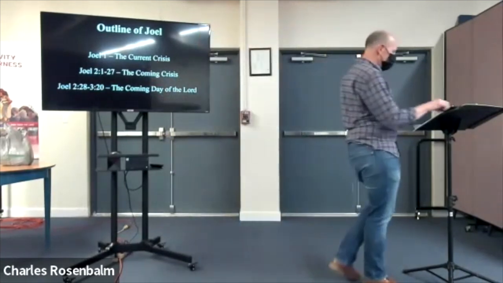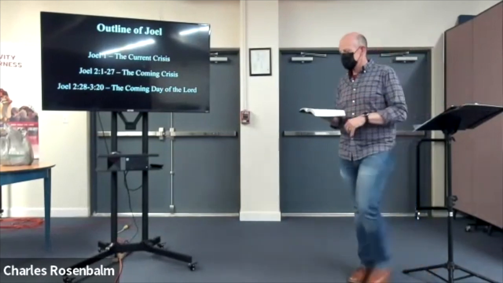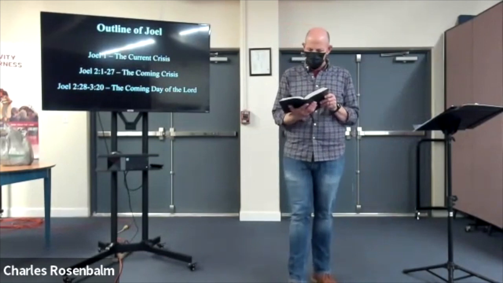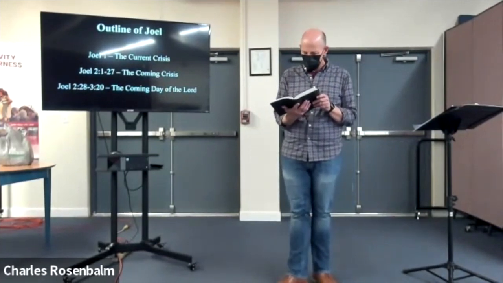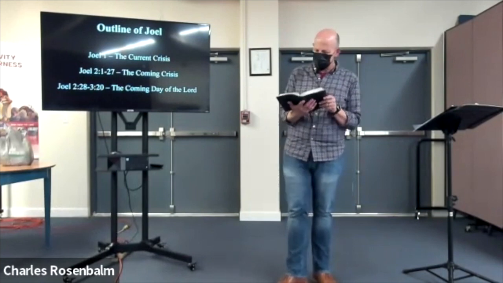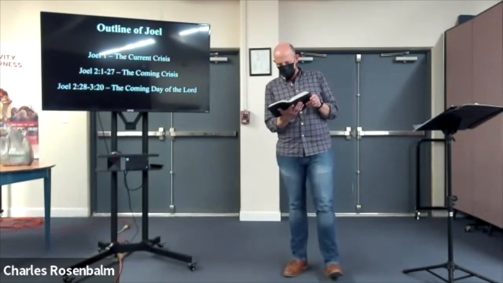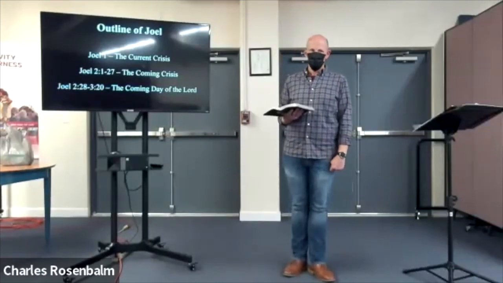What is the current crisis? Well, Joel starts out by talking about some locusts. Fascinating. He says in verse 4, what the locust swarm has left, the great locusts have eaten. What the great locusts have left, the young locusts have eaten. What the young locusts have left, other locusts have eaten. Locusts are hungry, if nothing else.